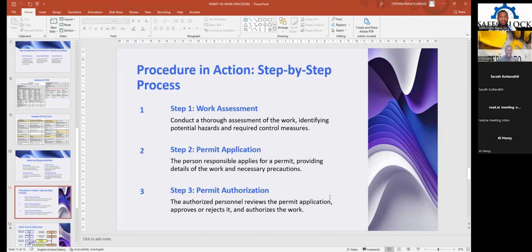Now, in step 3, then the permit authorization. So that is where whoever is issuing the permit, whoever is the permit coordinator, or the authorized person comes in. So the authorized personnel review the permit application. It looks at everything, what activity, with your knowledge, like I've said, as a health and safety expert, you should be able to deduce certain things.